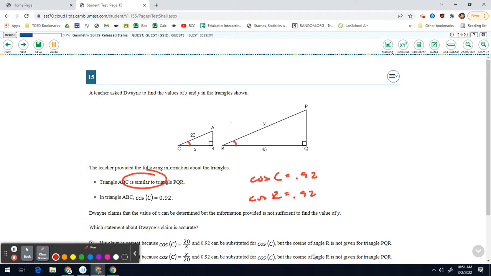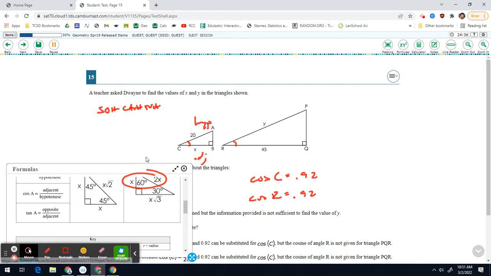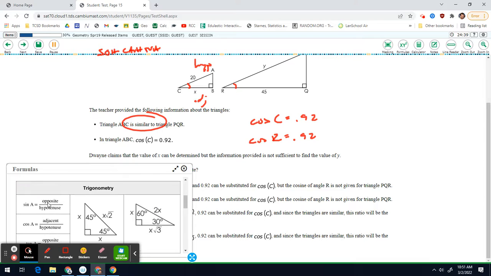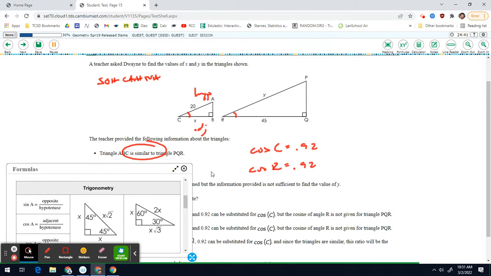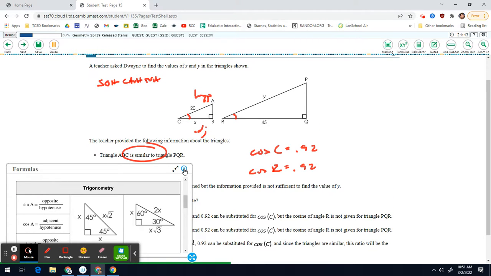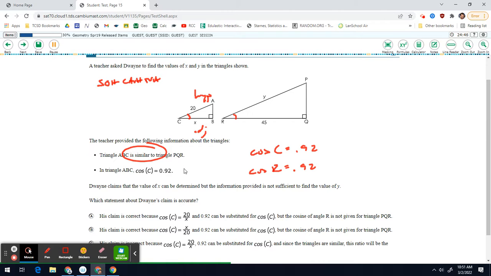In this picture, from C, x is my adjacent side, 20 is my hypotenuse, so we could use cosine, right? SOHCAHTOA. Remember, if you don't remember SOHCAHTOA, take a look at your reference sheet. It is right here: trigonometry, sine, cosine, tangent. Adjacent over hypotenuse is cosine. So we would set up cosine of C equals the adjacent side x over the hypotenuse 20.